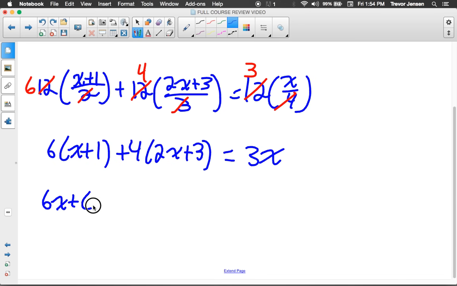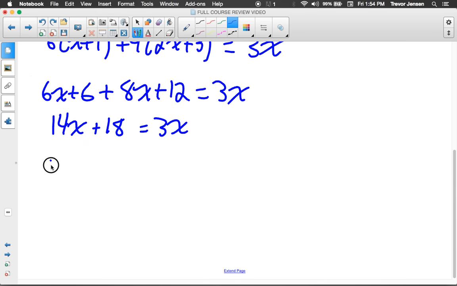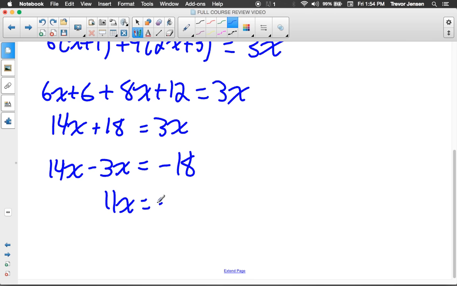Distributive property, 8x plus 12 equals 3x. I'm going to collect some like terms on the left here. 6x plus 8x is 14x, 6 plus 12 is 18. I'm going to get all the terms with the x on the same side, so I'm going to bring the positive 3x over, becomes a negative 3x. Bring the plus 18 over, becomes a negative 18. So I have 11x equals negative 18.